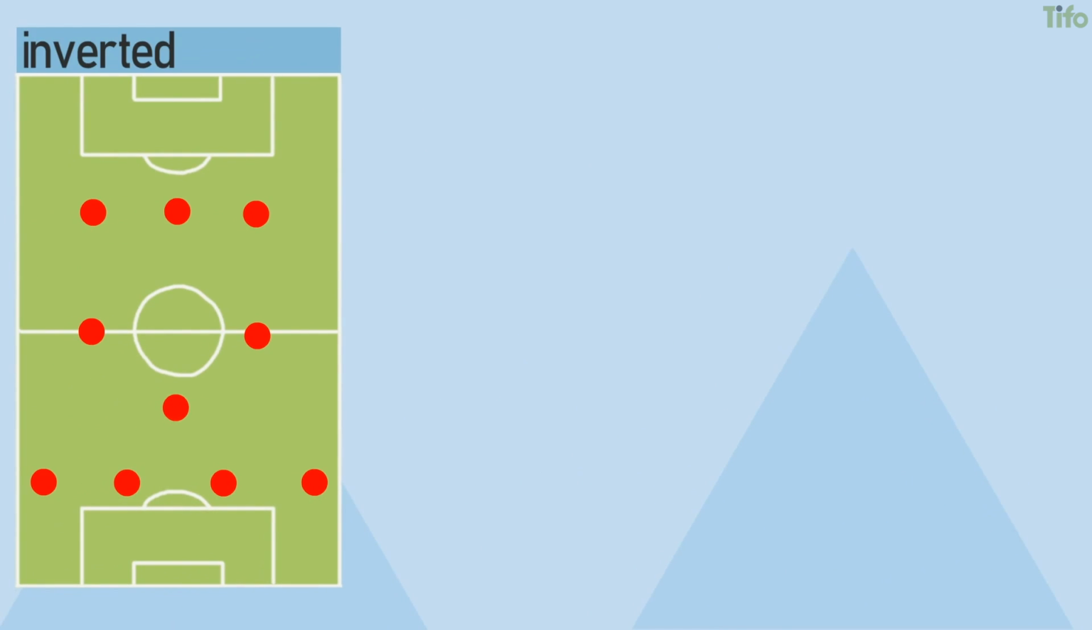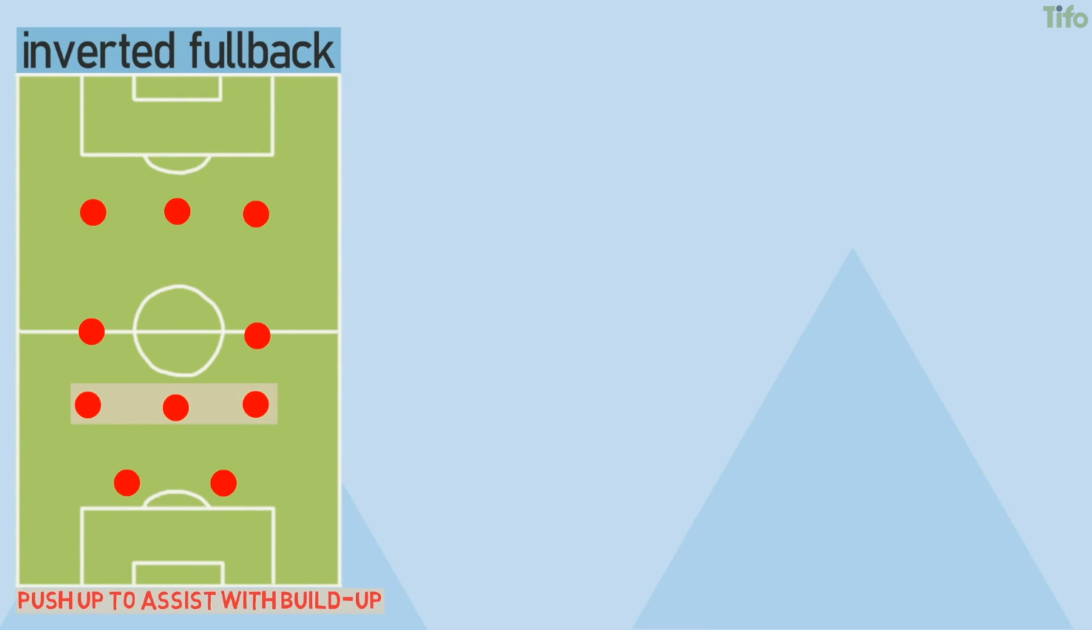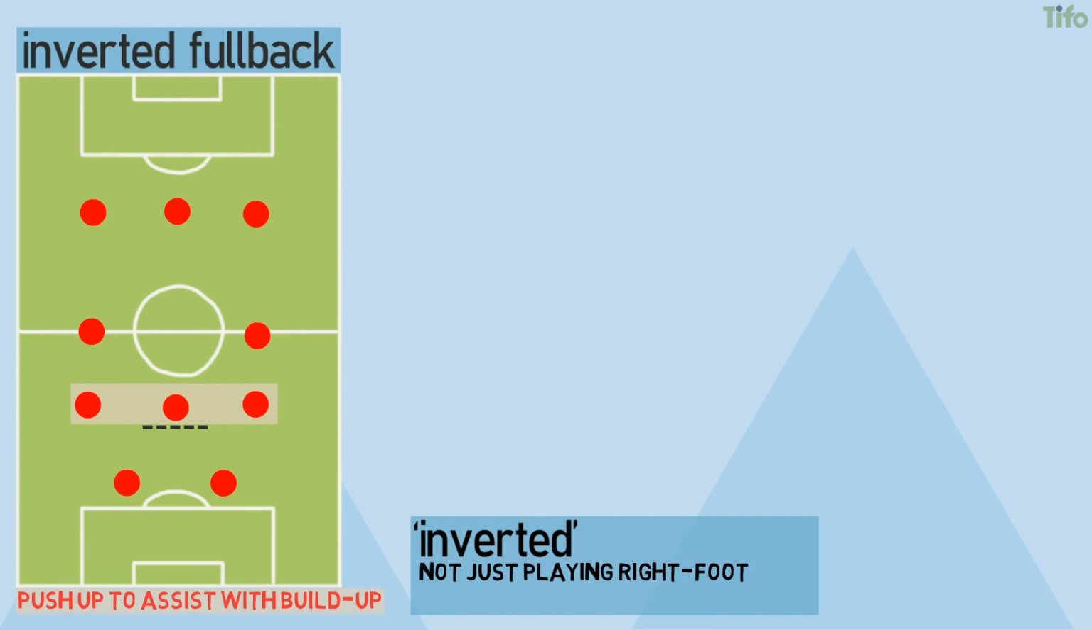Inverted fullbacks also push up to assist with build-up, but unlike the more traditional attacking fullback, they do not do so in the wide areas, but rather come inside towards the middle of the pitch. They make a second line in front of the centre-backs, usually flanking a defensive midfielder, and this is where inverted comes from, not simply the idea of playing a right-footed player at left-back or vice versa.